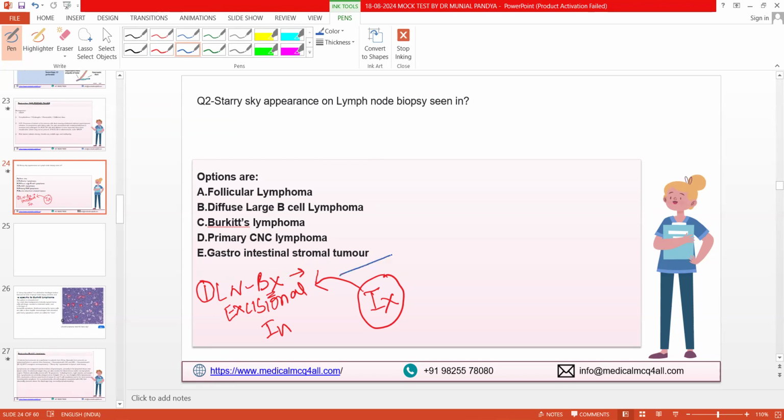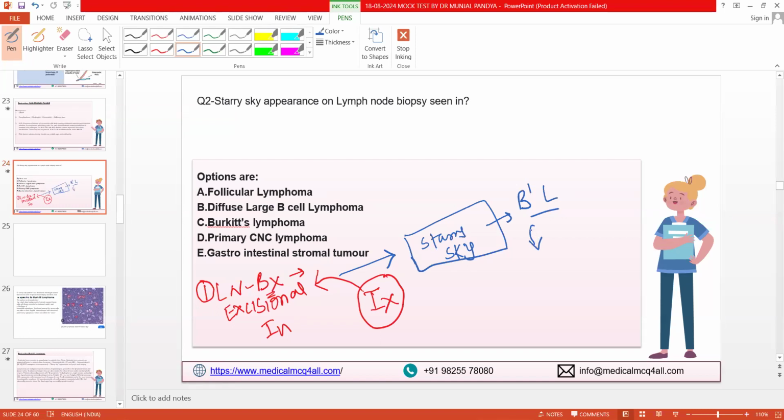So you do the lymph node biopsy, and what can you see under the microscope? Starry sky appearance with foamy cells. Tell me, starry sky appearance. That is what is written, a clear-cut starry sky appearance. Okay, so you see this starry sky appearance and you diagnose that it is Burkitt's lymphoma.